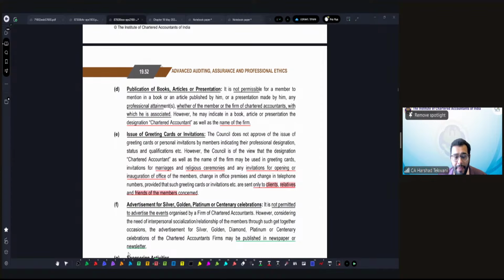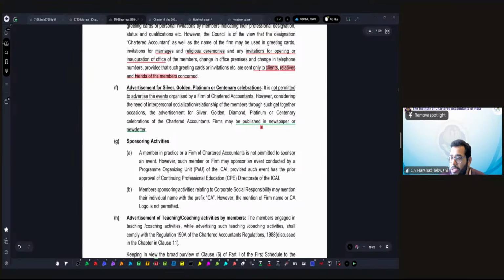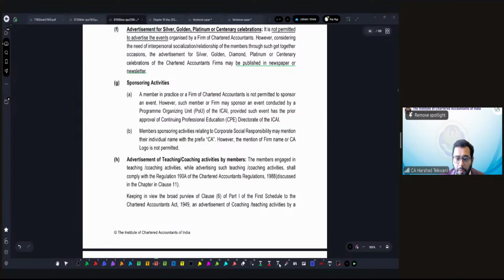Okay, great. Advertisement for silver, gold, and platinum and sanitary celebrations published in a newspaper: just stick to the bare facts, nothing more than that. Okay, sponsoring activity. Sponsoring activity means you are sponsoring some events. Not allowed, usually not allowed. A member in practice or the firm of chartered accountants should not sponsor any event. So sponsoring is not permitted. You are not allowed to sponsor any event.